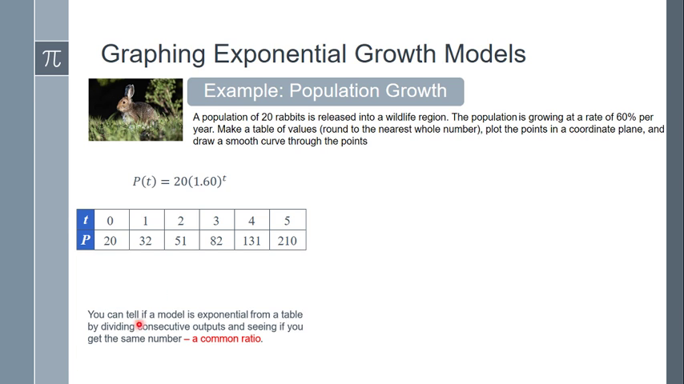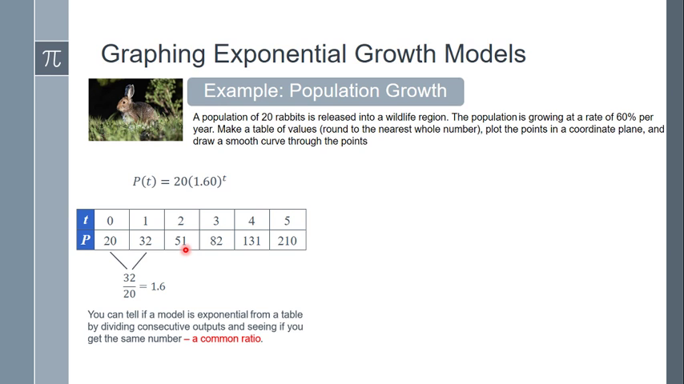Alright, and the way that I do that is take any two terms, so I took the first term here, and take one output and divide it by the output that came before. So in this case I'm going to take 32, divide it by 20, and I see that I get 1.6. Yes, 1.6 is our growth factor. So to get from one term to the next term, I should be multiplying by 1.6. So to get from 32 to 51, I should take 32 and multiply it by 1.6 and get 51.